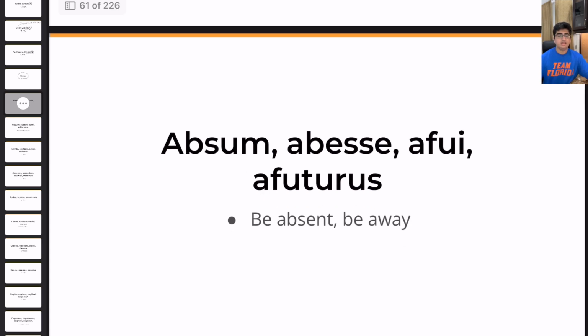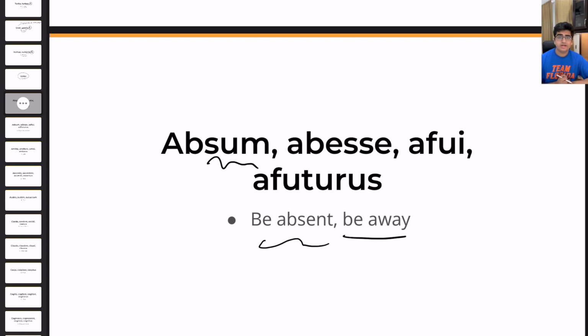So our first verb is absum, abesse, afui, afuturus. If you can tell, this is a compound verb of sum. It's ab and sum. A great way to translate compound verbs, if you don't want to memorize all of them, is to take the base verb, which is sum, which means to be, and take the preposition and translate it after the verb. So in this case, it would be to be away. What does it mean when someone's away? Well, that means you're absent. So one definition is to be absent, or a more literal definition is to be away.